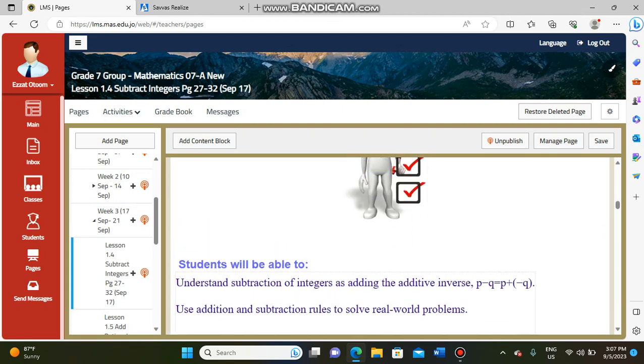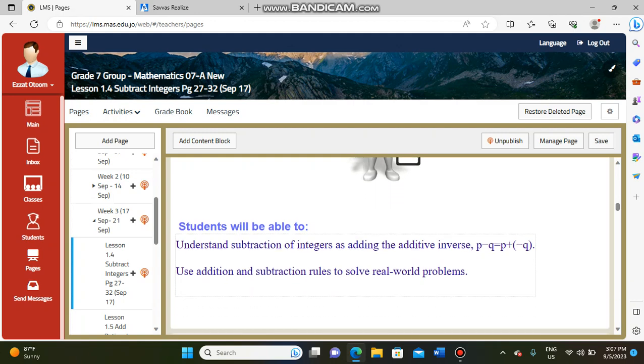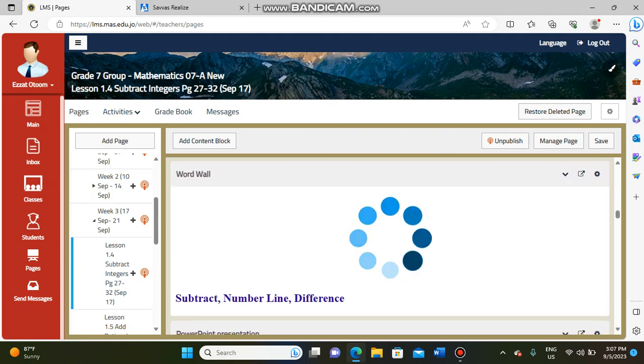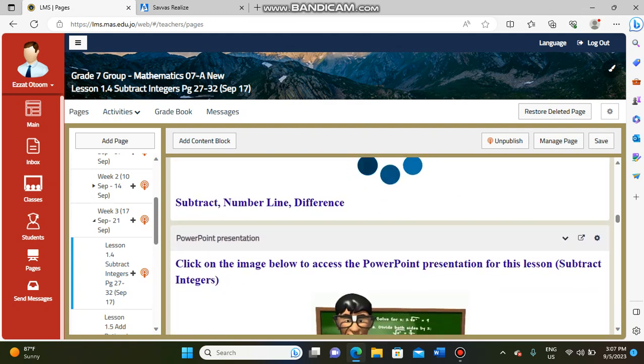After this lesson, you have to be able to understand subtraction of integers as adding the additive inverse. Also, use addition and subtraction rules to solve real-world problems. Here, the first lesson will be Sunday.